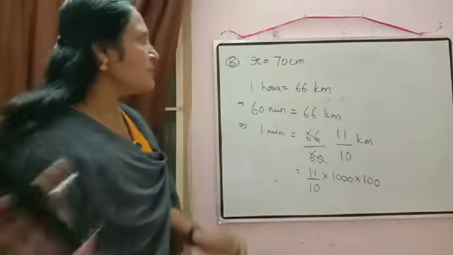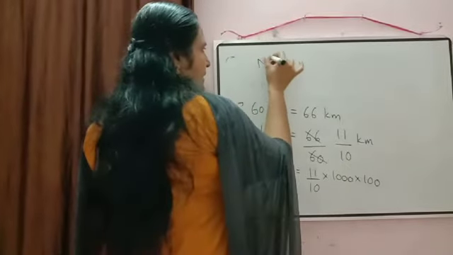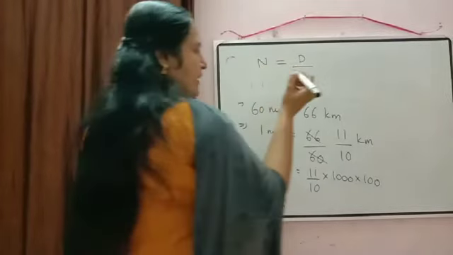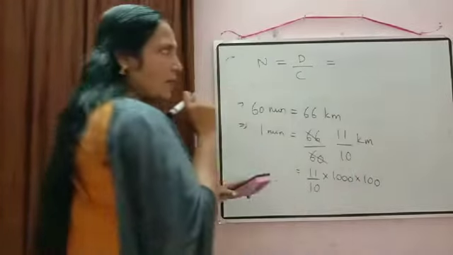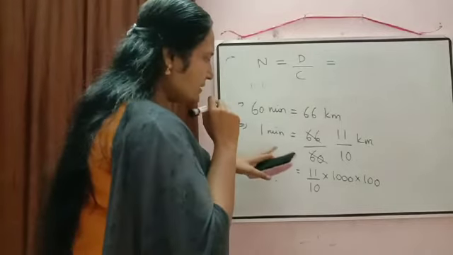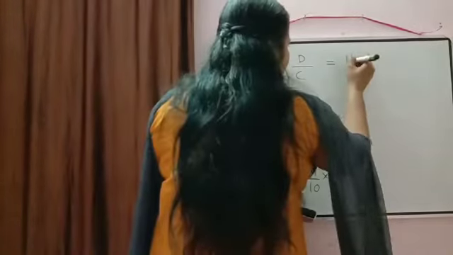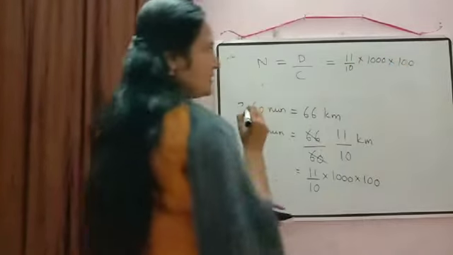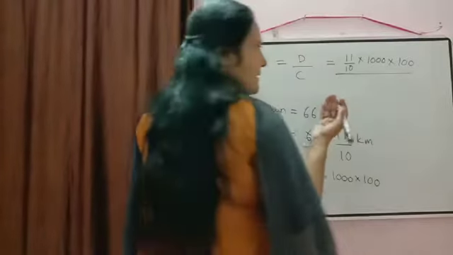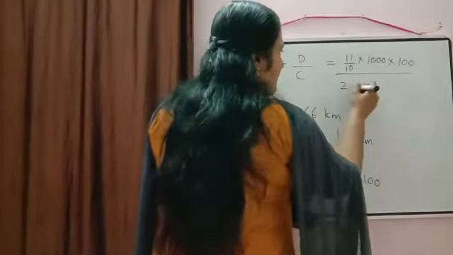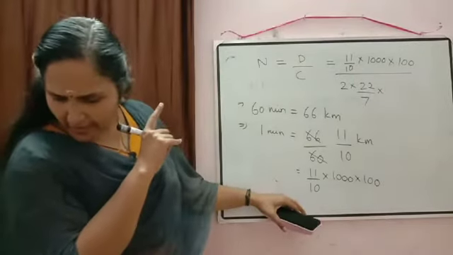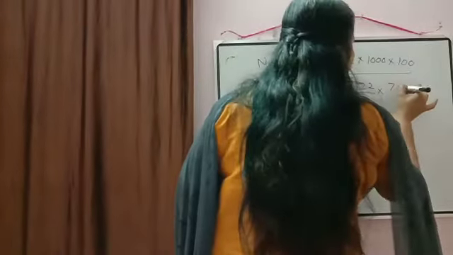Okay, so just write down there. Number of revolutions is equal to, I am writing n only. Number of revolutions is equal to distance covered by circumference. Number of revolutions we have to calculate. Distance covered in 1 minute, just now we have calculated. That is 11 by 10 into 1000 into 100. Distance covered by circumference. Circumference we know formula is 2 pi r. So 2 into 22 by 7 into radius, I think we wrote radius 70. So radius is equal to 70.